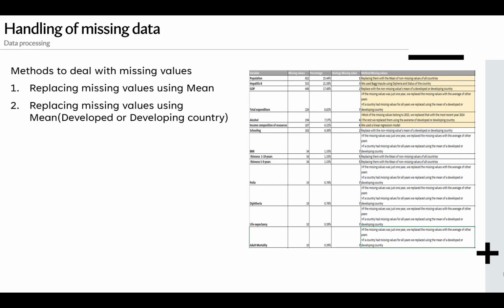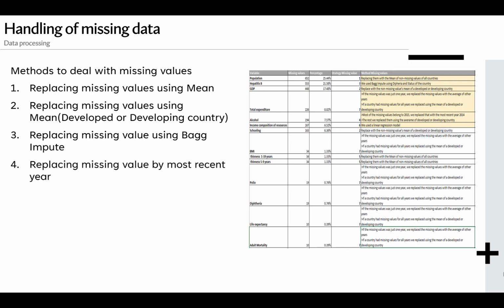For example, Bolivia is a developing country that didn't have any GDP value in any of the years. So we found that a good approximation was to replace those missing values with the average of the developing countries. Strategy 3, replacing missing values using backing period. For some predictors like hepatitis, there's a relationship with other predictors like the status of the country and diphtheria. So we use this imputation method to deal with this problem.